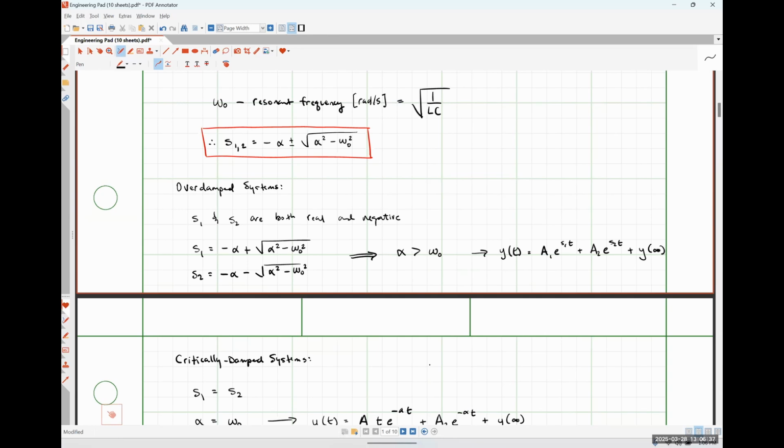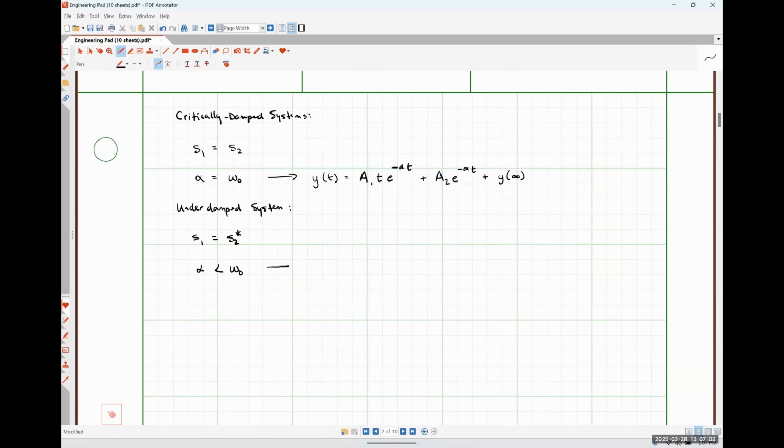So I'll have negative alpha plus some imaginary number, and then negative alpha minus that same imaginary number. Well, those are complex numbers that are conjugates of each other because they have the exact same real part and imaginary part, but just the sign on the imaginary part has been switched. Okay.